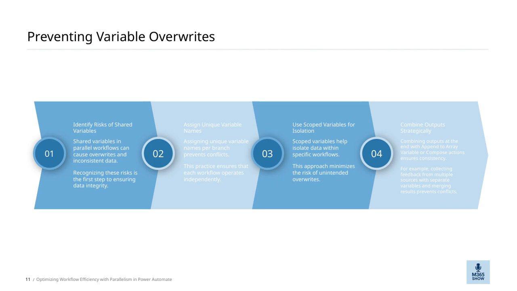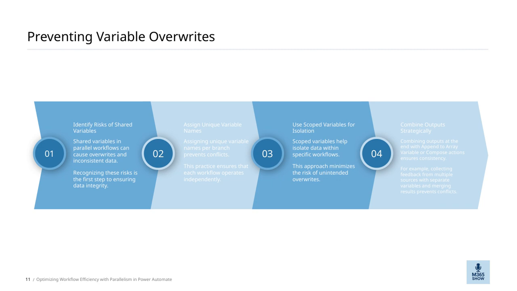This way, each workflow operates independently without stepping on each other's toes. Additionally, using scoped variables helps to isolate data within specific parts of your workflow, minimizing the chances of accidental overwrites. Another key strategy is to combine outputs at the end of your process, using actions like append to array variable or compose. For example, if you're collecting feedback from multiple sources, keeping that data in separate variables and then merging the results at the end ensures everything stays consistent and accurate.